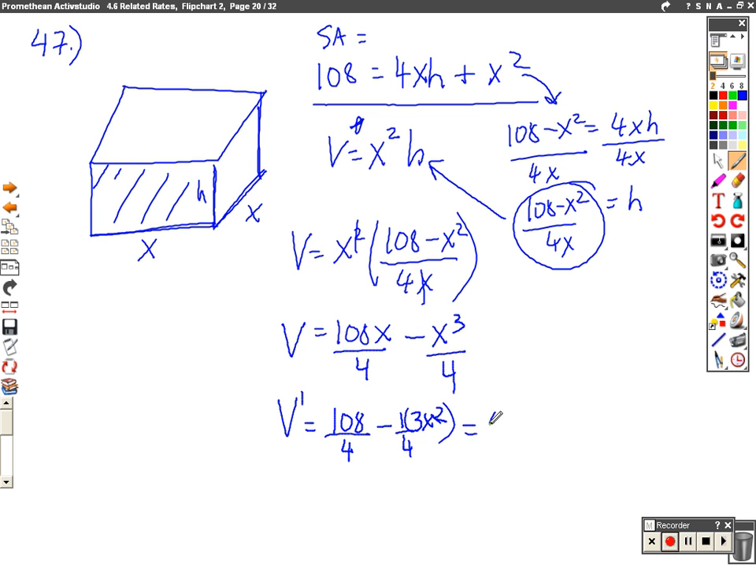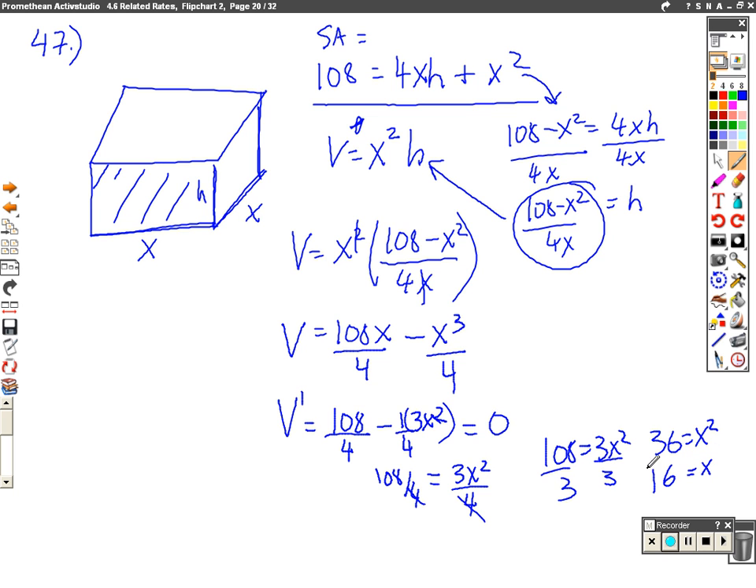So if this is equal to 0, I can go ahead and add this term to the other side. So 108 over 4 equals 3x squared over 4. They're both over 4, so honestly I can get rid of that. And I get that 108 equals 3x squared divided by 3. And we're going to get 108 divided by 3, 36. I should have known that. 36 is equal to x squared, so x equals 6.